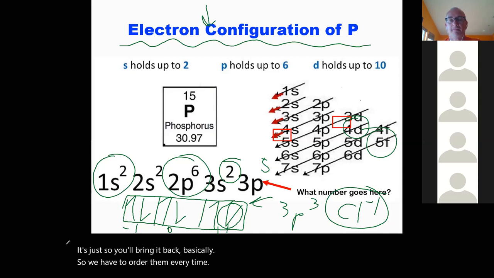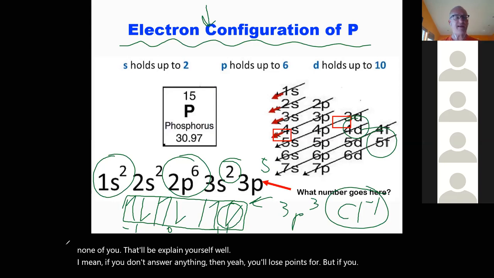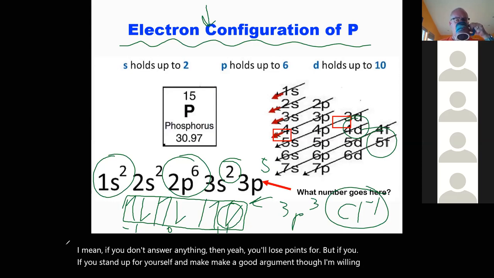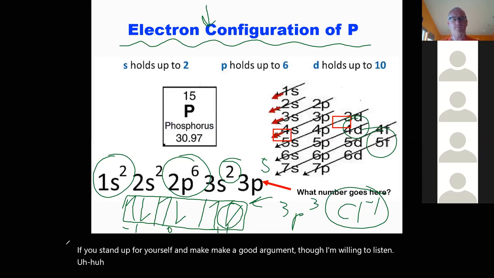Professor, for the lab report, there are some questions. If I'm not sure about my answer, will I get minus points because I do not get the right answer? Not if you explain yourself well. If you don't answer anything, then yeah, you'll lose points for that. But if you stand up for yourself and make a good argument, I'm willing to listen. And for recitation, are you going to post the key answers? Yes, the first two probably before the exam. But I can't give all of them because some people are still working on them.